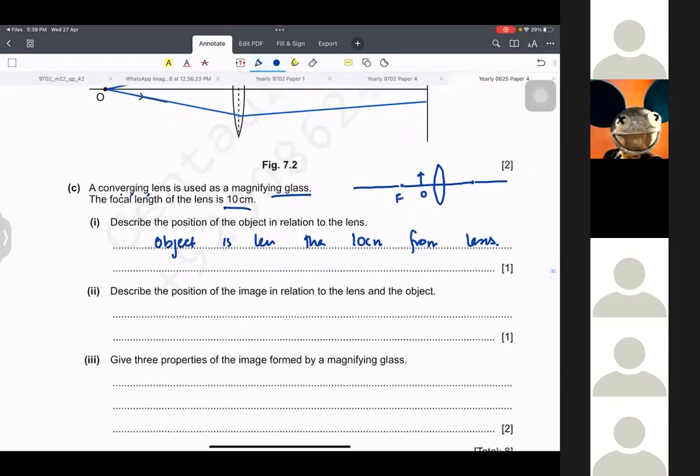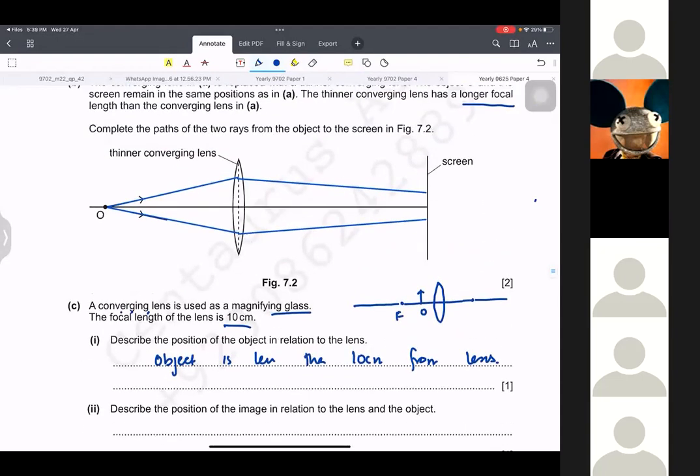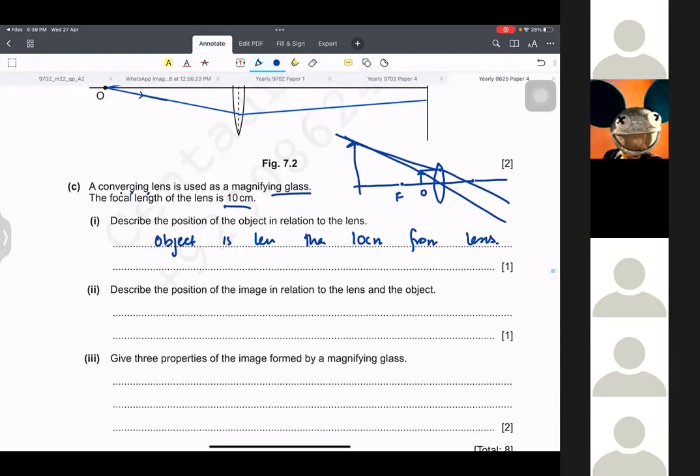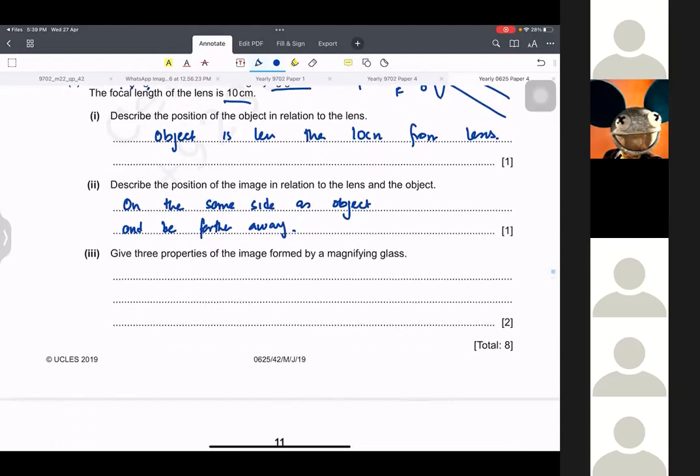Name the position of the image in relation to the lens and object. So the ray will go here, then through F, then like this. So the image will be way beyond, magnified, right? So the image will be on the same side as the object, and it would actually be further away. Okay, give three properties of the image.